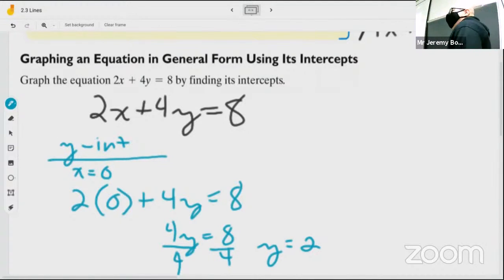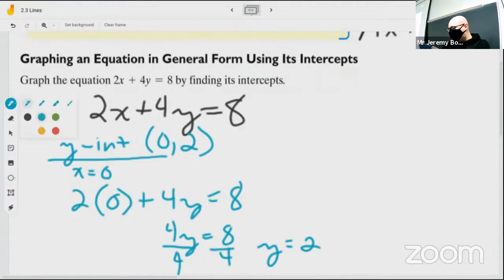So what is my y-intercept? 0, 2. Yep. I had to think about it. Remember, it's x, y, right? So 0, 2. Depending on how they ask the question, sometimes they'll just ask for a y value. But if we want to plot it on our graph, we need to know that it's 0, 2. Any questions on that?